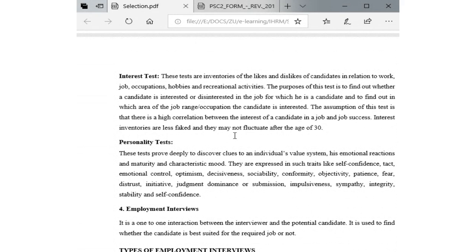Interest test. We want to find out your interest. What are you interested in? What are your likes and dislikes? Are there things you love that relate to the job in question? Are there things you hate as an individual? What are your hobbies? What are your occupations?